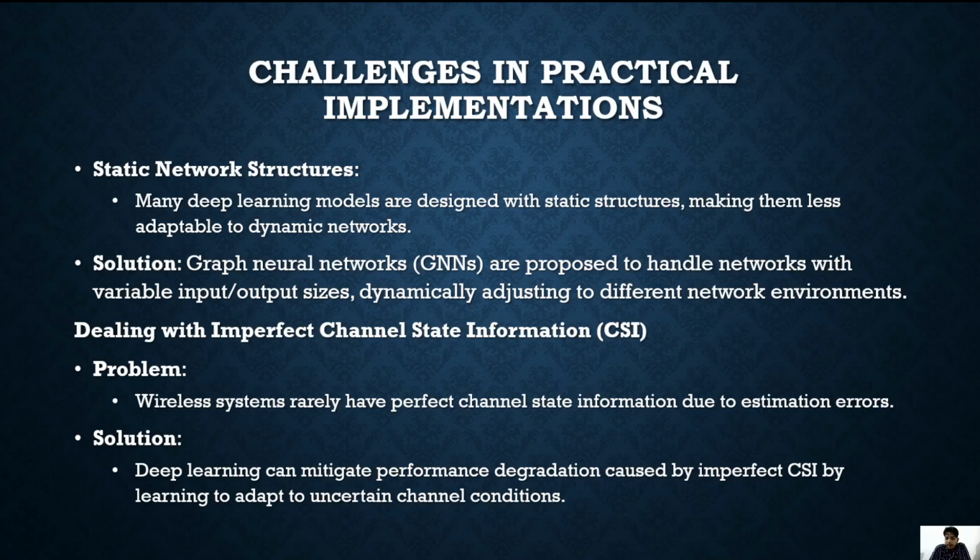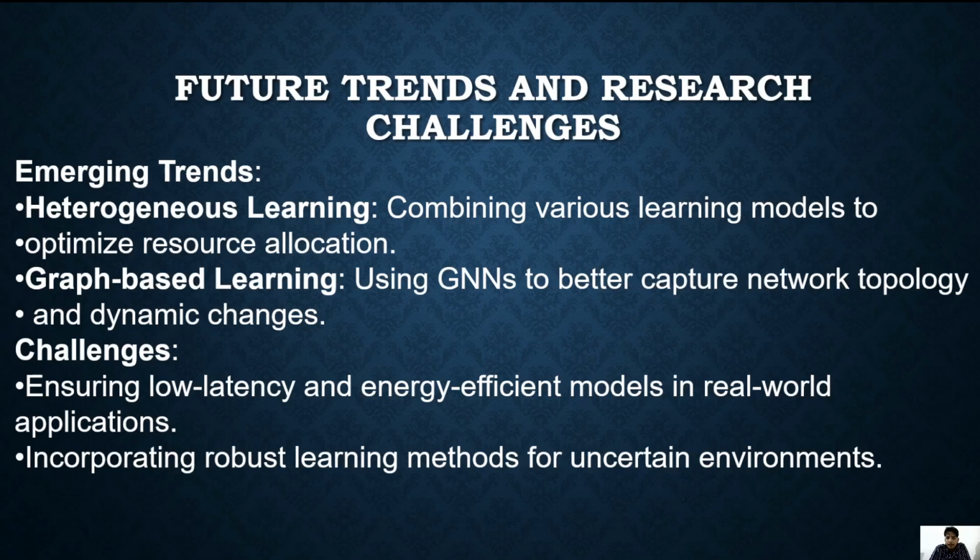Dealing with imperfect channel state information. Problem. Wireless systems rarely have perfect channel state information due to estimation errors. Solution. Deep learning can mitigate performance degradation caused by imperfect CSI by learning to adapt to uncertain channel conditions.